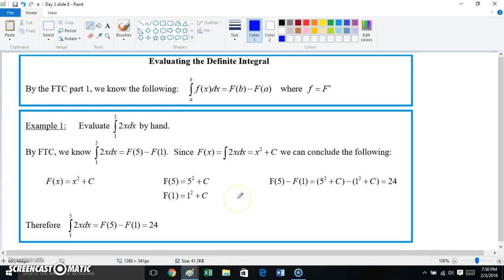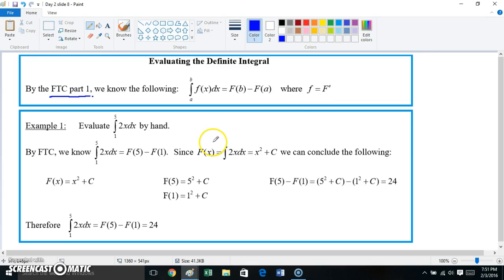Okay, so evaluating the definite integral. This is called the fundamental theorem of calculus, part 1, and we know that the integral from a to b of f of x dx is capital F of b minus capital F of a, where lowercase f is equal to the derivative of capital F. So we're going to look at two examples of how we could evaluate a definite integral by hand.